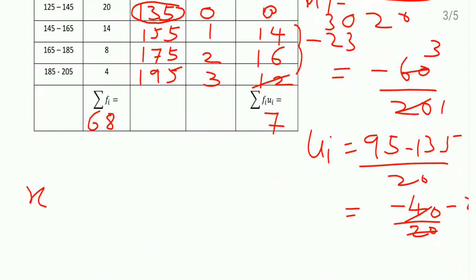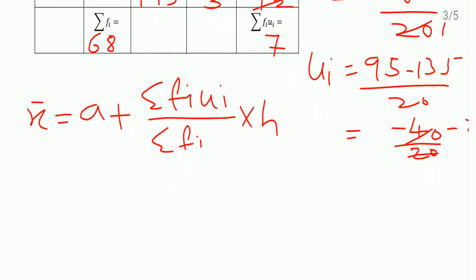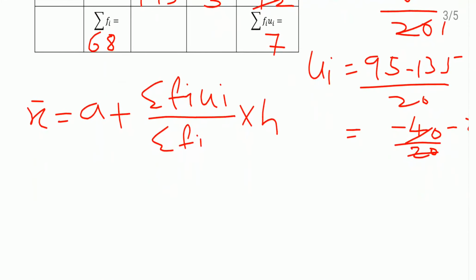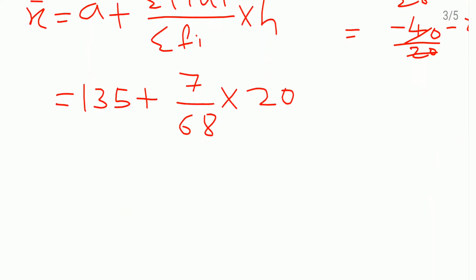Here x bar is equal to A plus sigma Fi ui divided by sigma Fi into h. This is the formula of the step deviation method. Here the assumed mean was 135 plus sigma Fi ui, which is 7, and sigma Fi is 68. H is 20. So let us do it here.